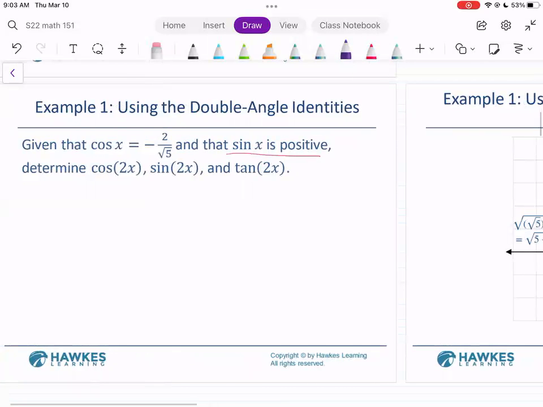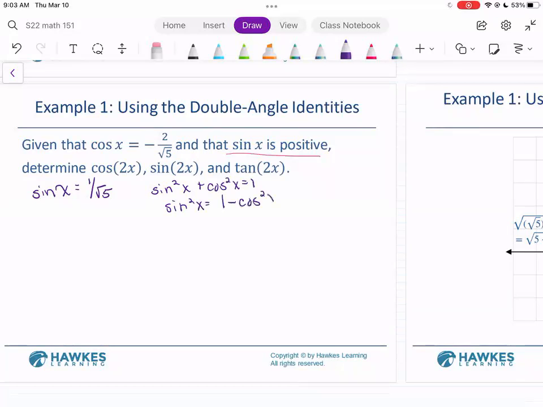From that information, we can determine the sine using our relationship that sine is opposite over hypotenuse, which gives us the sine is 1 over the square root of 5. Note, we could have also done sine squared of x plus cosine squared of x equals 1, which would have resulted in sine squared of x equaling 1 minus the cosine squared of x, and then plugging this in and taking the square root, we also end up with the same value of 1 over the square root of 5 for the sine of x.